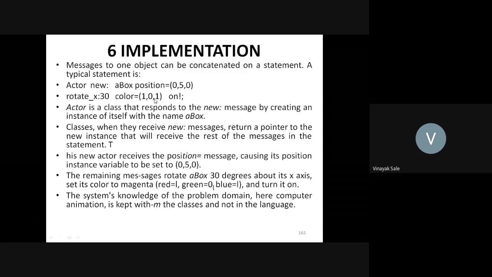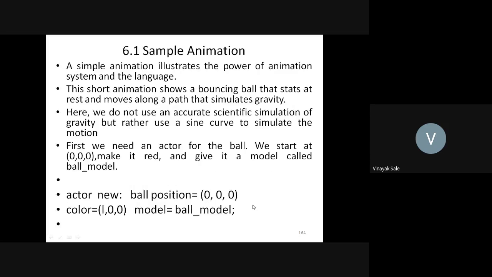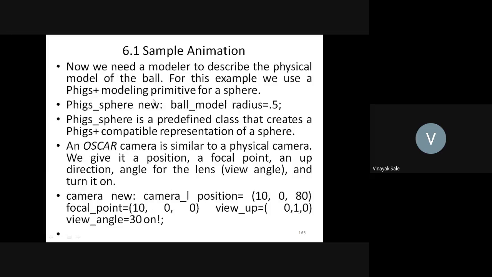There is a color code 101 for magenta. So here red is equal to 1, green is equal to 0 and blue is equal to 1. RGB: first color is red, second color is green, third color is blue, and turn on. On colon is known as on; exclamatory is known as turn on. The system's knowledge of the problem domain, here computer animation, is kept with the classes and not in the language. So here one example is given.